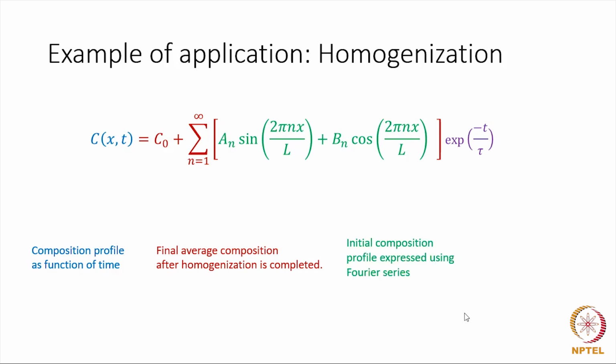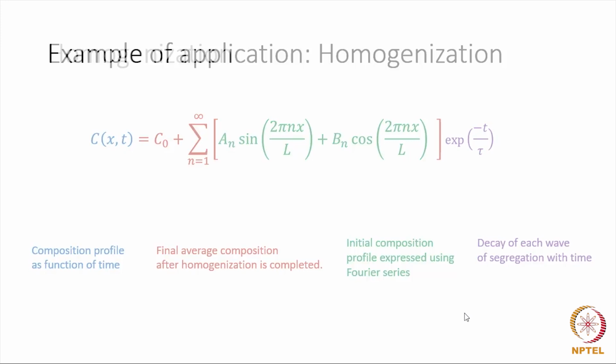Now what is in the green color? It is a summation of terms, which is the initial composition profile expressed using the Fourier series. So we can readily plug in, if we knew the initial composition profile, and then we have the solution coming up. And the last term, e raised to the power of minus t by tau, tells you how each of these sine and cos waves with the different modes of n and wavelength L are decaying with time. Okay, so that tells us how the homogenization process is taking place.